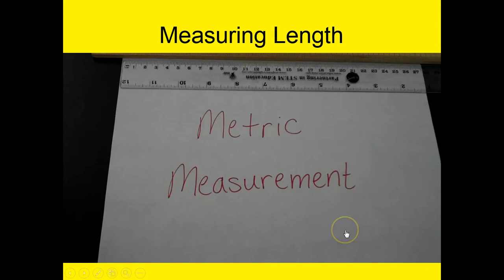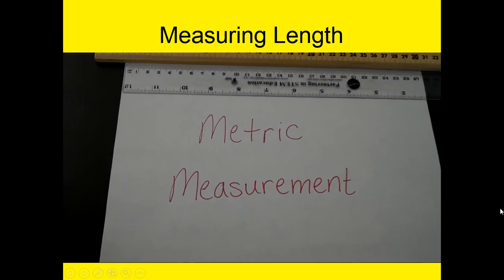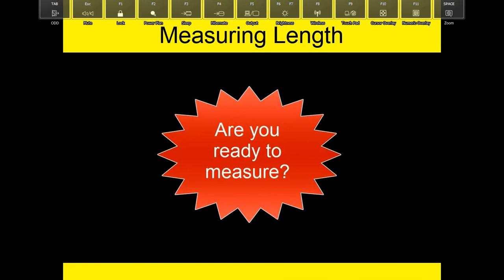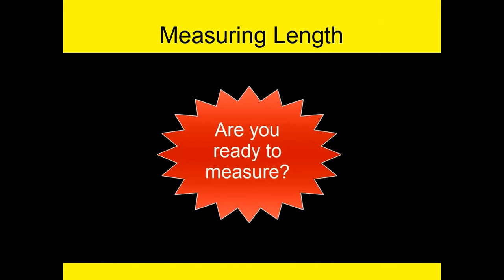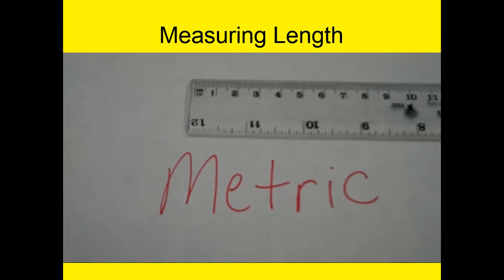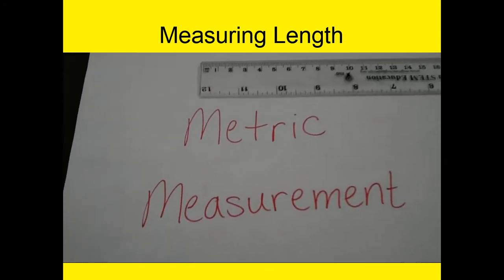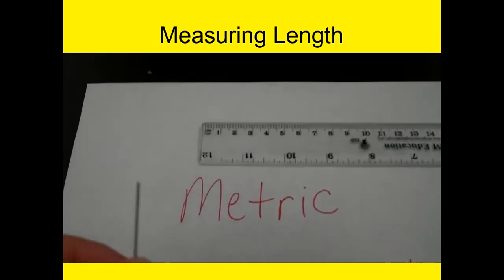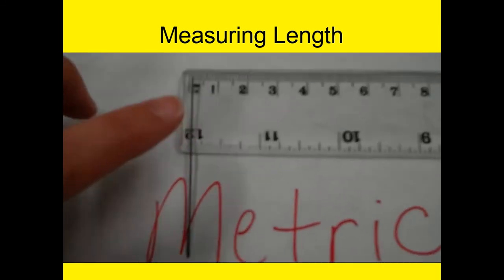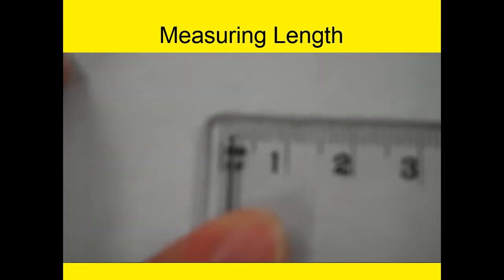Now let's take a look at some other things you need to remember when you measure in the metric system. Let's review. If you have the width of a piece of pencil lead and you lay it down on a ruler, remember that that's about as wide as 1 millimeter.